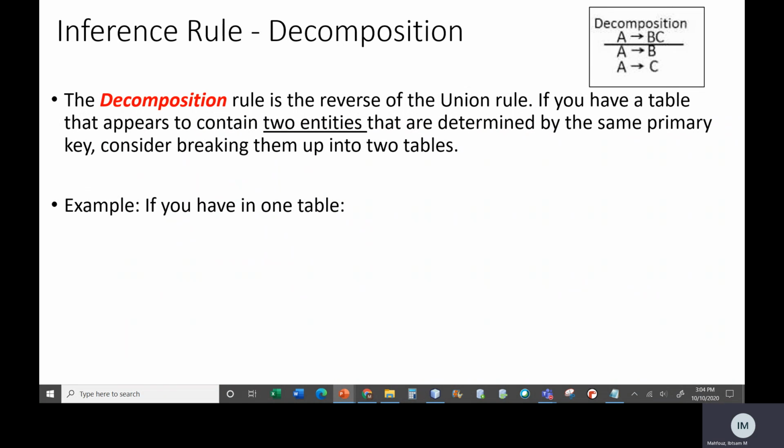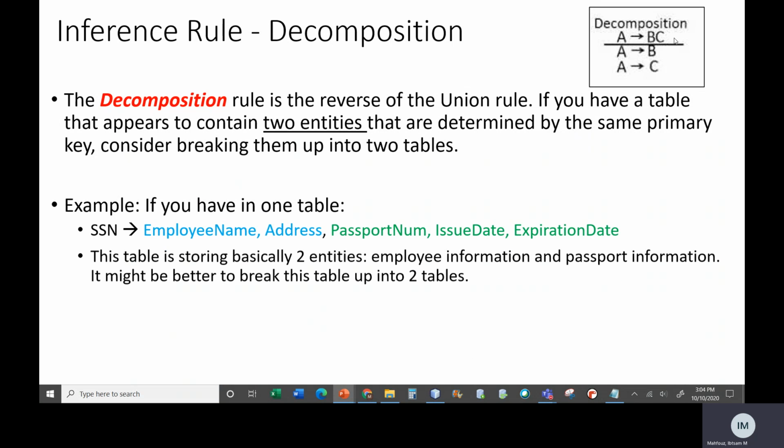Another inference rule is called decomposition. And decomposition is the reverse of the union rule. And it just says that if you have a primary key in a table, and there are two entities that are determined by A, they are functionally dependent on A. Sometimes you might want to consider breaking them up into two tables, and that's the passport example that I was saying.